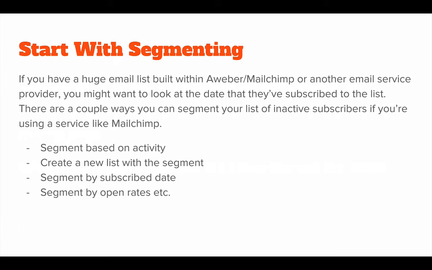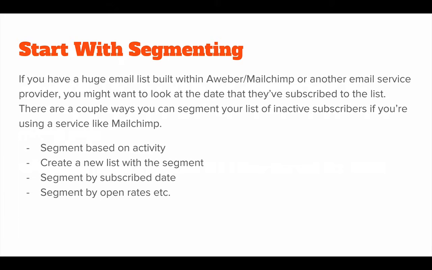Here's a simple trick. The first thing you need to do, of course, is start segmenting. Segmenting is like the bread and butter to all marketing or growth people or founders. If you have a huge email list built out in Aweber or MailChimp or any marketing service, whether it's SendGrid, Constant Contact, Drip, whatever you're using, you might want to look at the date that they subscribed to the list. So if this was like 2 years ago and they never opened your email again, that's a good indicator that you should be segmenting those people.